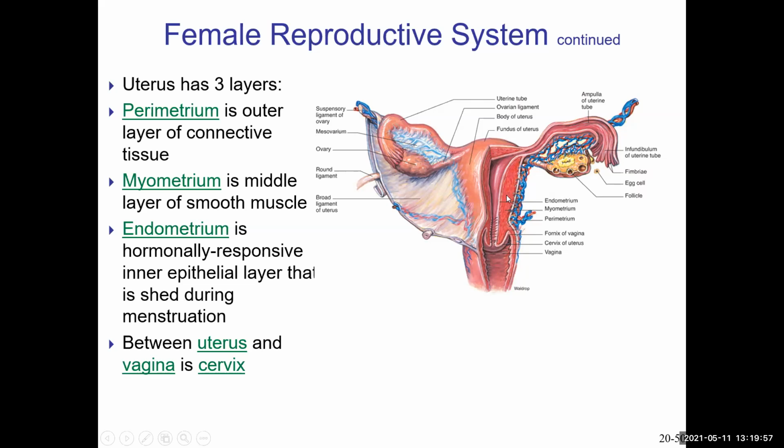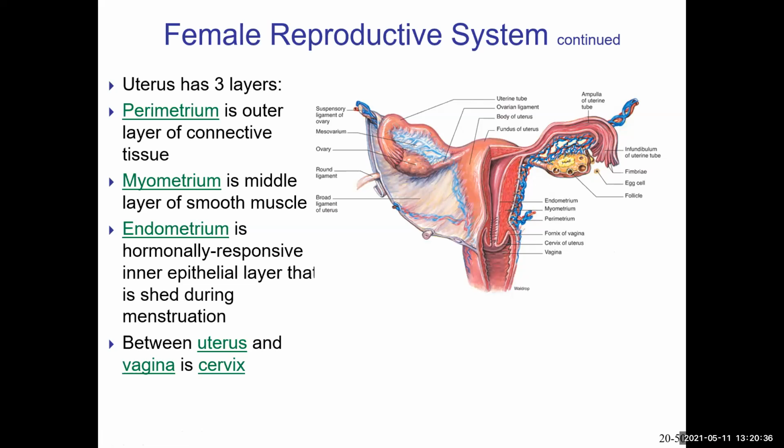Now let's see the histology of the uterus. The outermost layer, the thin white layer, is called perimetrium, peri meaning outside, metrium meaning uterus. The middle, thickest, pinkish layer is called myometrium, which is made up of smooth muscles. The inner epithelial layer is called endometrium. Endometrium has two layers. We're going to see that later.